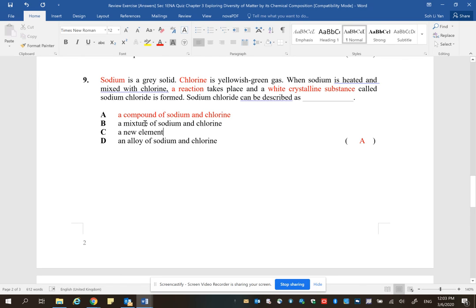It's not a mixture because there is heat and light. It has a chemical reaction. So that's why the answer is A.